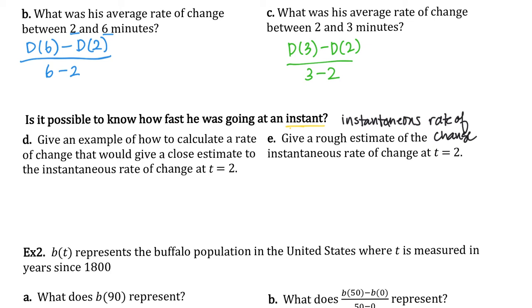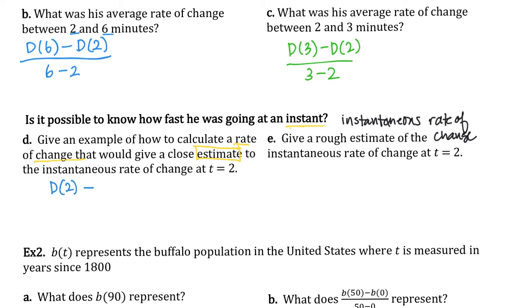Okay, but the question is, how do you even do that? So we can't get an exact value, at least not yet, but let's try to get as close as we can. Say I wanted to calculate a rate of change that would give as close an estimate as I could to the instantaneous rate of change at 2. I still need to use the same formula, the change in d over the change in time, but I want to pick a time that is very, very close to 2.